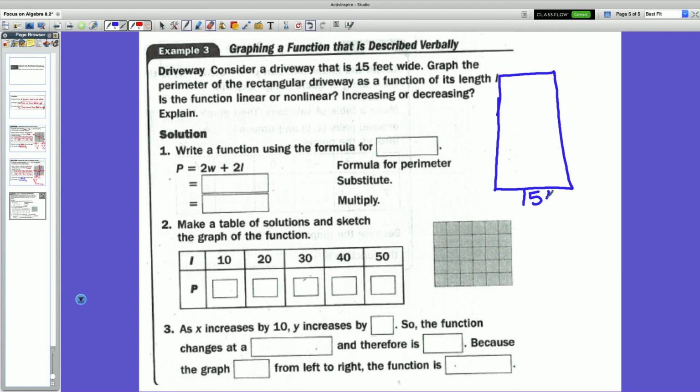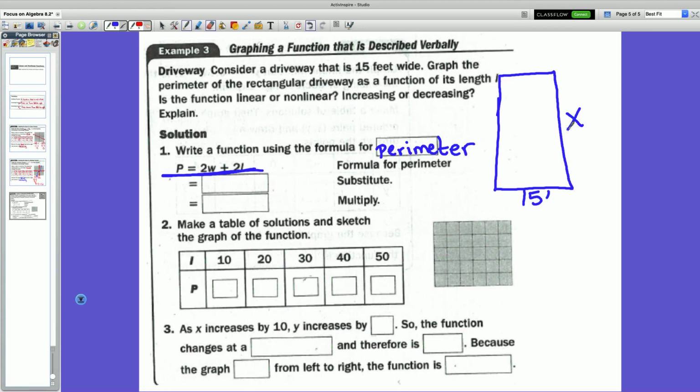Increasing or decreasing? Explain. Okay, so first we're going to write a function using the formula for perimeter, because that's what it wants us to graph. So if you aren't familiar with perimeter, that's the formula for a rectangle, 2w plus 2l. Now here's the issue. Do I know what my length is? No. So I'm just going to let it be x.